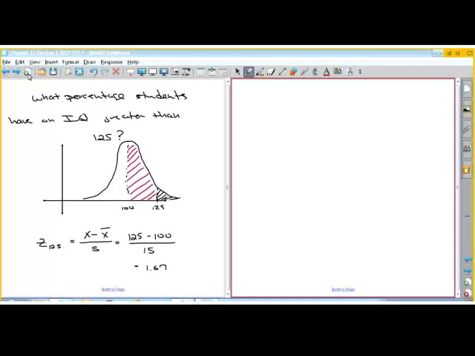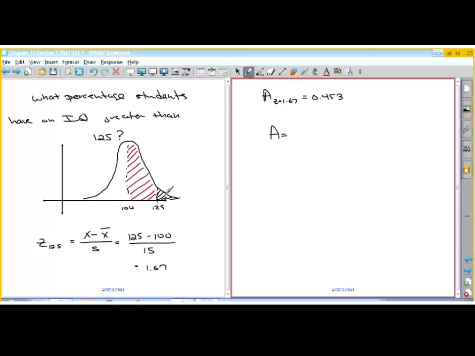And let's see, who am I going to ask? Eli. So what is the area associated with the z-score of 1.6? Actually, it's the third set of columns. So what is the area associated with a z-score of 1.67? 0.453. Very good. Okay, so the area associated with a z equal to 1.67 is 0.453.